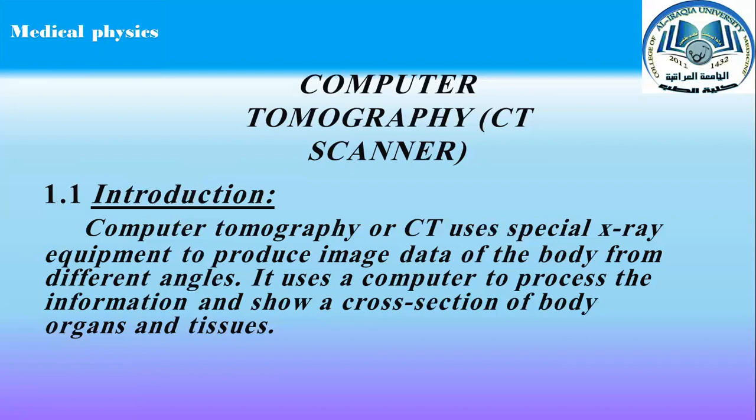Computer tomography or CT scan uses special X-ray equipment to produce image data of the body from different angles. It uses a computer to process the information and show a cross-section of body organs and tissues.